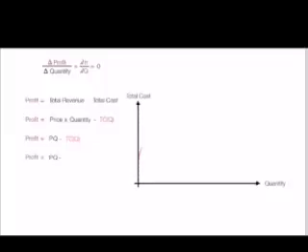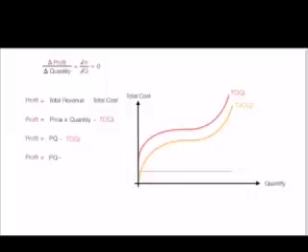So profit is equal to price times quantity minus, and I'm going to show you that total cost is a function of two things. Total cost is total variable cost and total fixed cost. So total cost is equal to total variable cost plus total fixed cost. And you'll see in a moment why I'm doing this, so just hang in there.